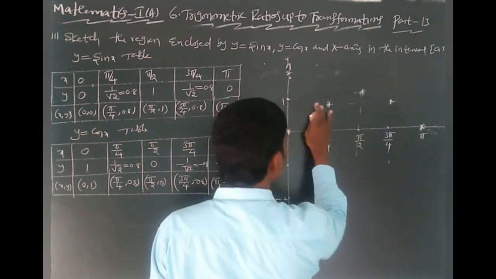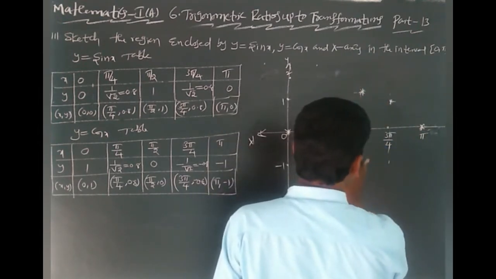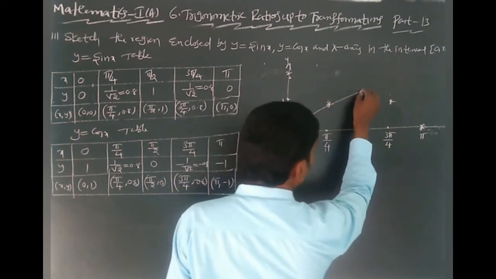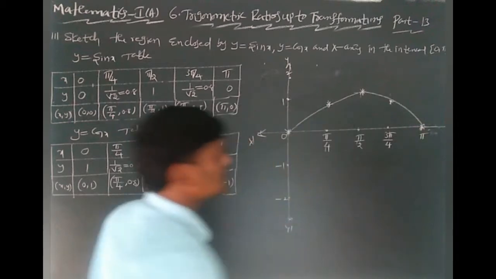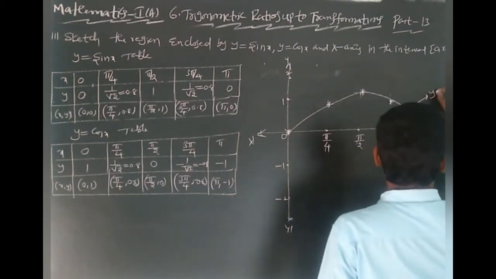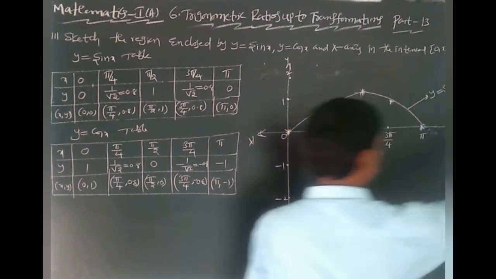What is the first point here? First point is 0 comma 0. Second point is pi by 4, third point, fourth point, fifth point pi. This is the graph of y is equal to sin x. Which graph is this? y is equal to sin x graph.